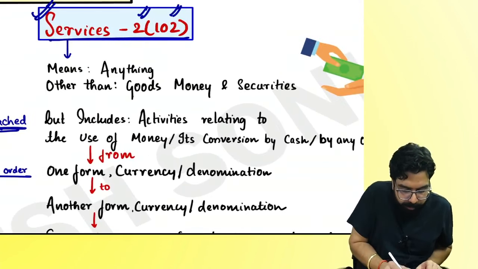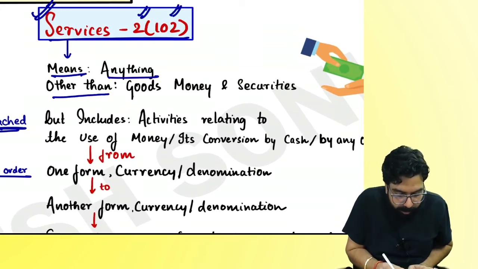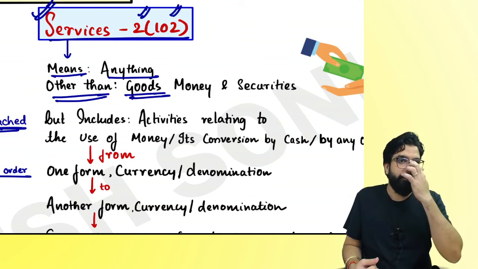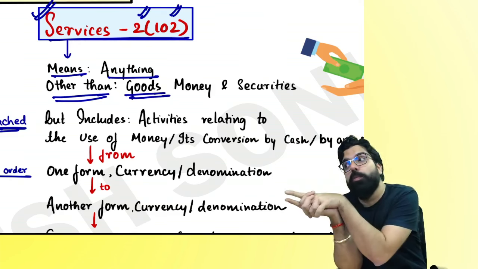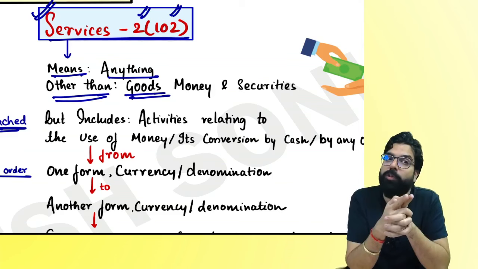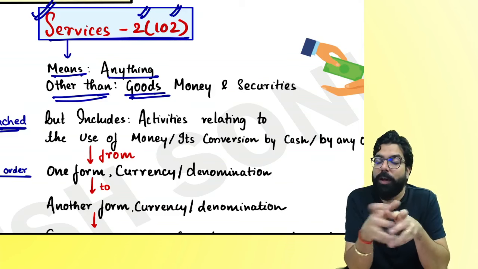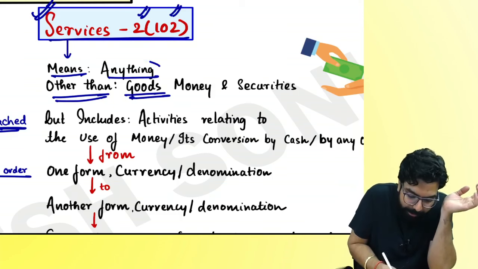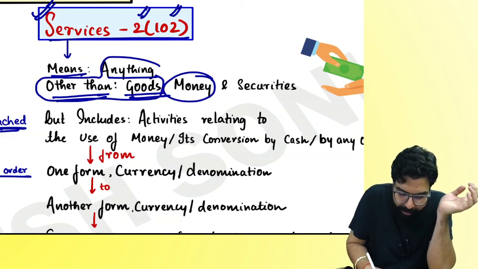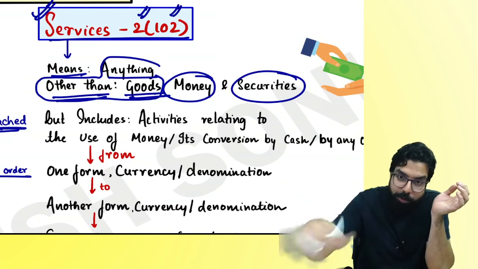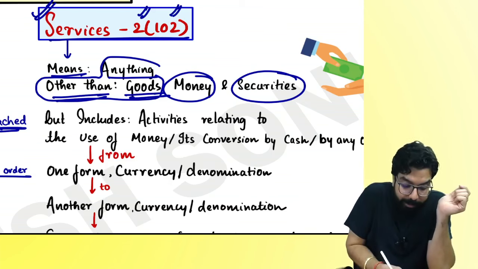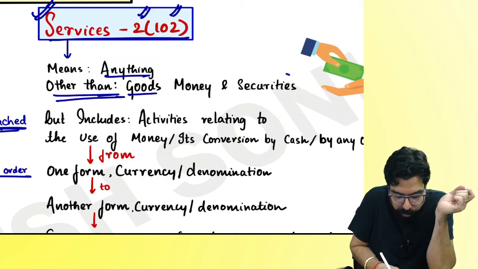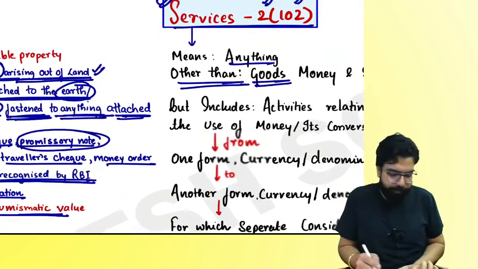Services means anything other than goods. Can you tell me, other than goods, what is there? Goods includes movable only. Immovable was not goods. Do you remember? Yes or no? So other than goods is what? Anything other than goods, other than money and other than securities. It means money and securities are also out of service. But it says services means anything other than goods. Can you tell me what anything other than goods means?